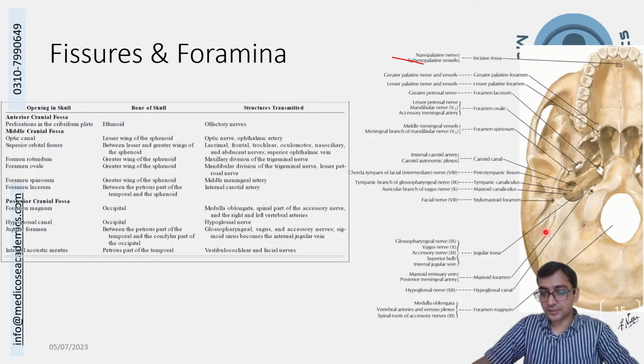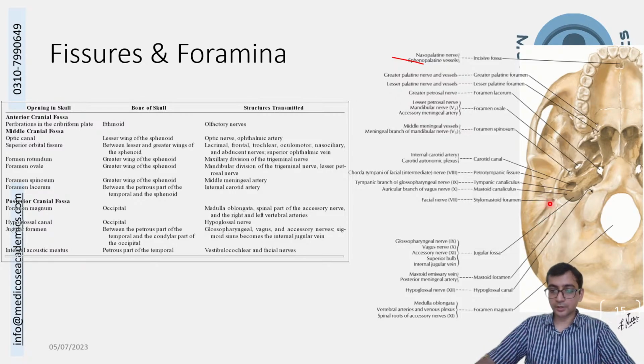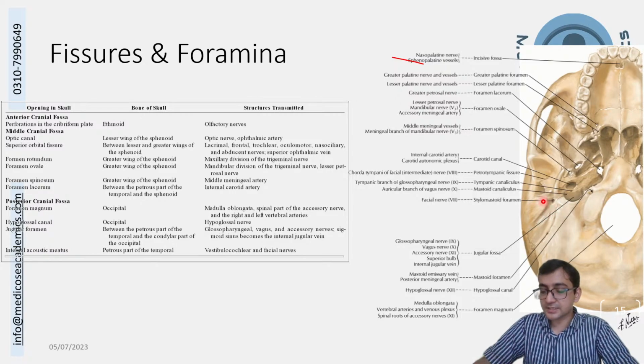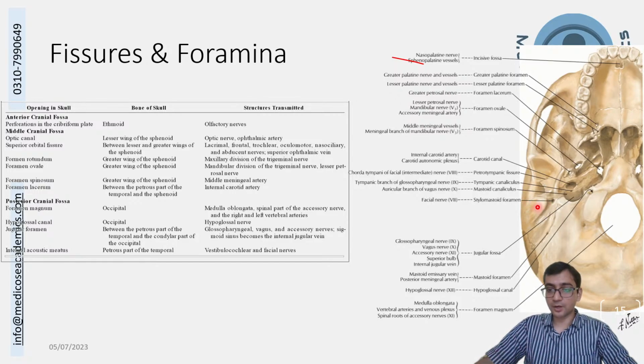So the stylomastoid foramen is guarded by the mastoid process, and this guarding starts after 2 years of age, after the mastoid process has developed. Before that it is only covered by the sternocleidomastoid muscle. Then there is the jugular foramen. The jugular foramen contains the internal jugular vein and the last three cranial nerves, that is the glossopharyngeal, vagus, and accessory nerves.